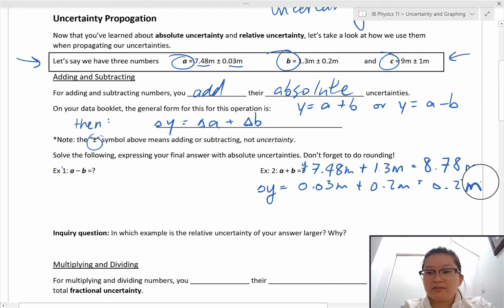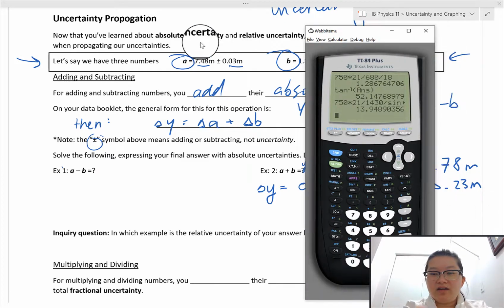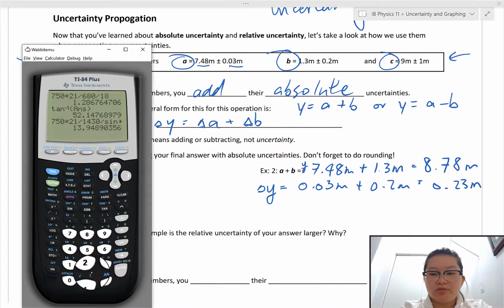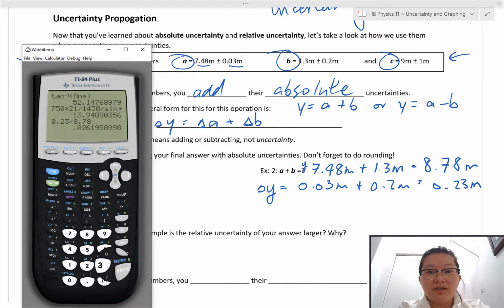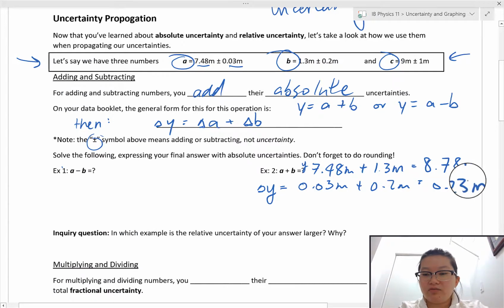0.23 meters. And now with the calculator, I just want to check whether or not 0.23 is less or greater than 2% relative uncertainty compared to my original value. Otherwise, I have to round this to 2 significant figures. So let's do a quick check. Okay, so it looks like it's definitely larger than 2% relative uncertainty. So I'm going to need to round this to 1 significant figure.